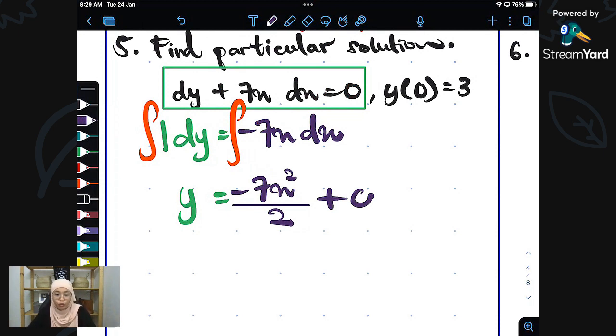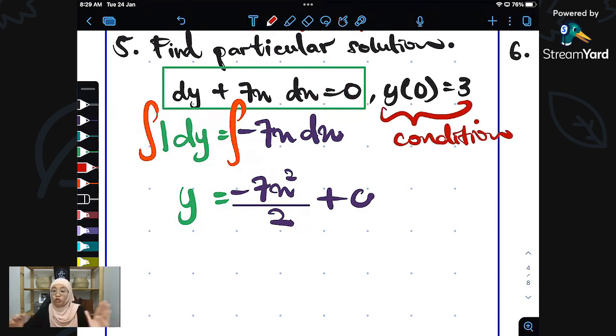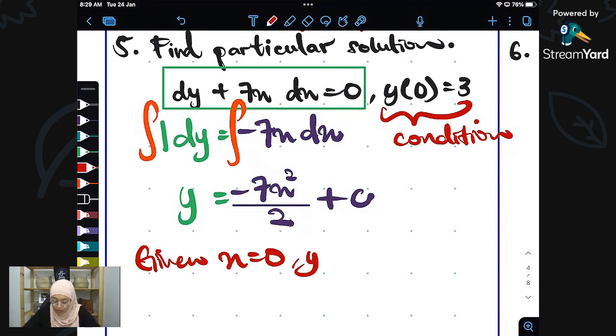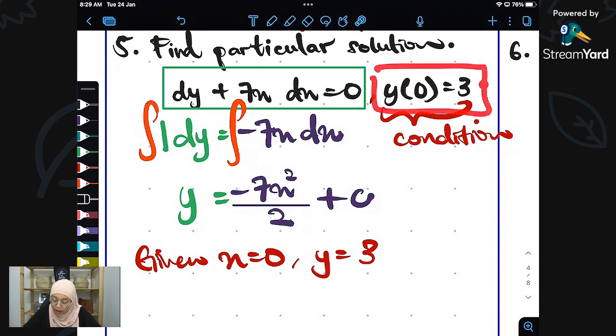But if I do not stop here, since I am given a condition, I must not stop there. I should continue. Continue what? Continue to say that given x value is 0, y value is 3. How do I know that? It is actually coming from here, my dear. This is y value is 3, and then x value is 0. I hope you know how to read this condition, okay?